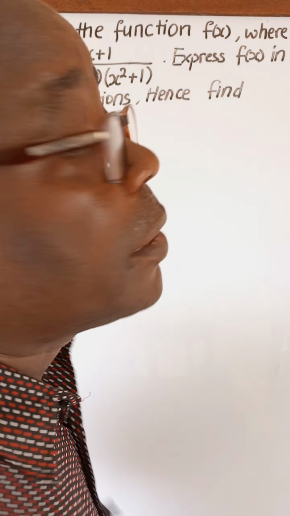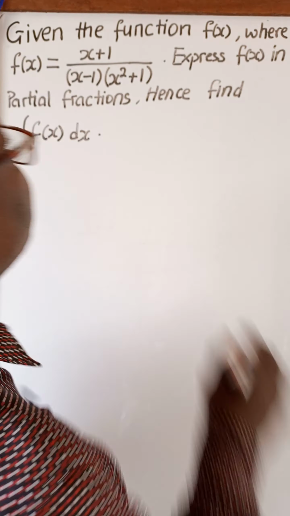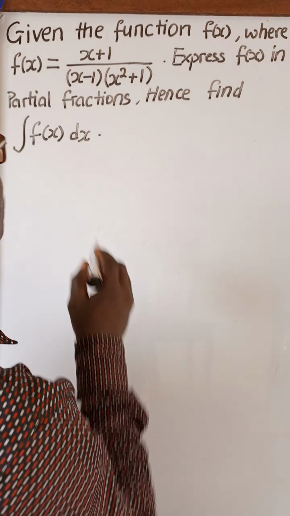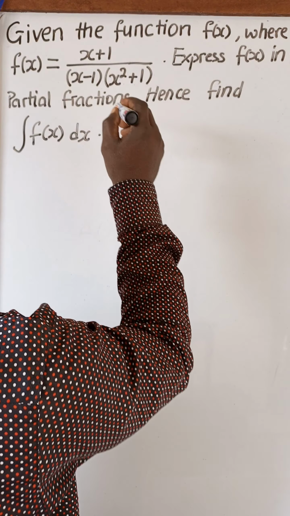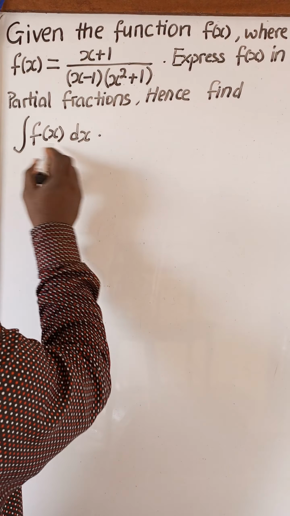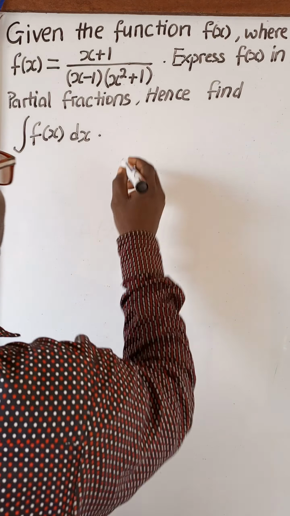Hello everyone. Here we have a question on integral calculus. We are given the function f of x is equal to x plus 1 all over x minus 1 into x squared plus 1. We are to express f of x in partial fractions and then to find the indefinite integral of f of x with respect to x.